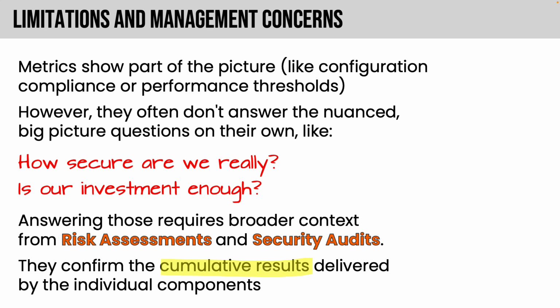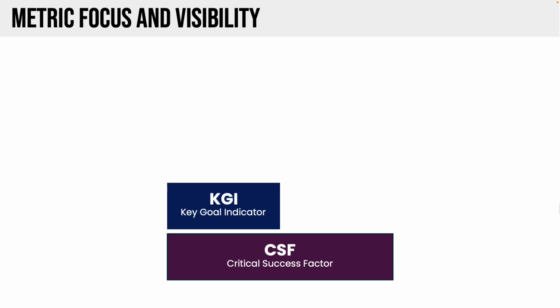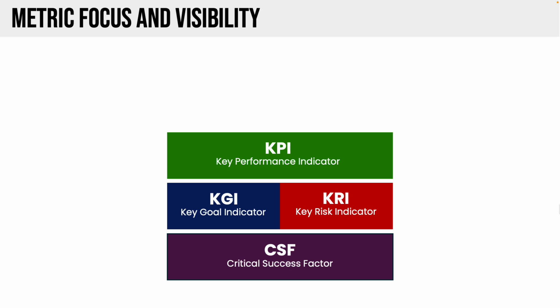So I've talked a bit about leading and lagging indicators. I want to just touch briefly on what I'm talking about that we'll dig into in Domain 3 Part B. So we establish critical success factors for the functions within our program. There are key goal indicators, key risk indicators, and key performance indicators.